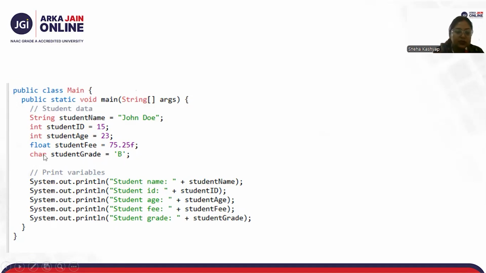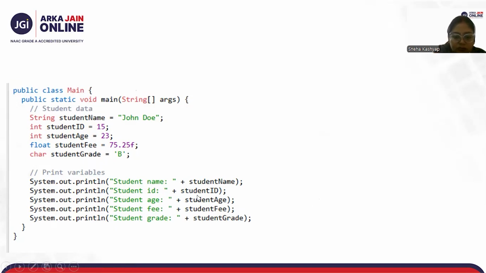Now let's print these variables. For the first one, I'm trying to print student name. Whatever the student name is, that is John Doe, it has to come. In quotation, whatever we write becomes our print statement. Next, I'm concatenating it with the variable student name, so that whatever name has been stored in the variable will be printed.